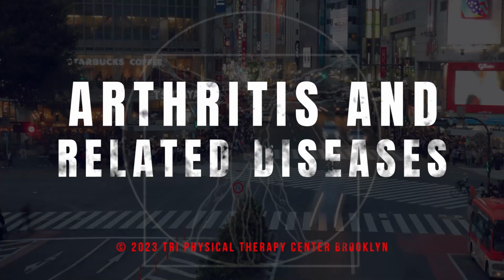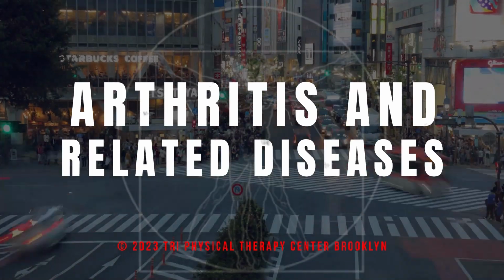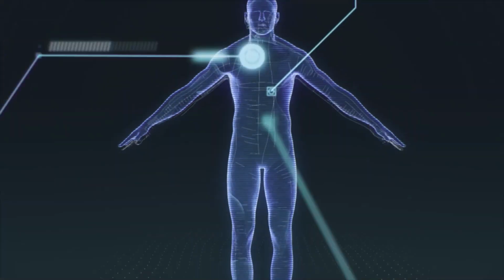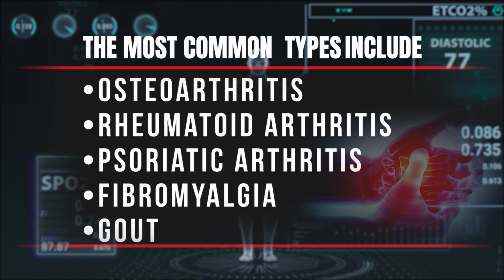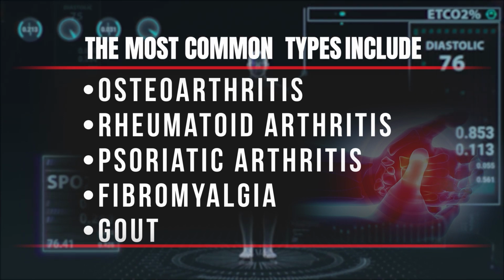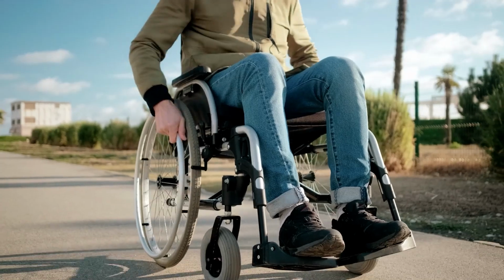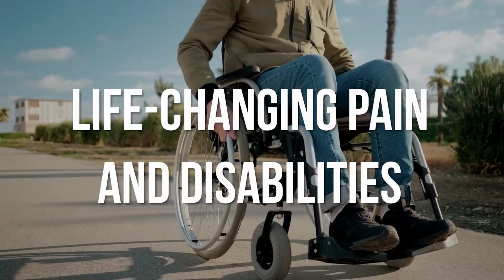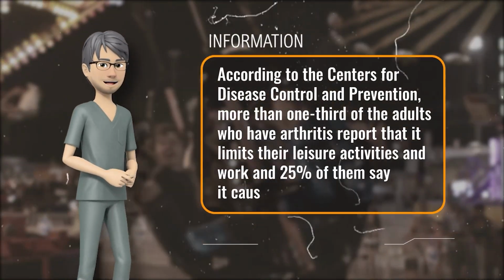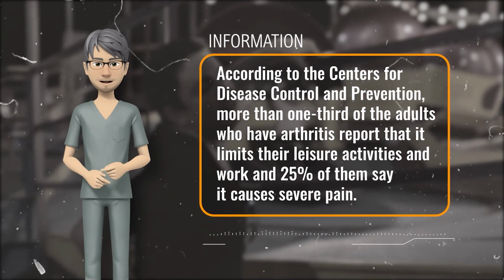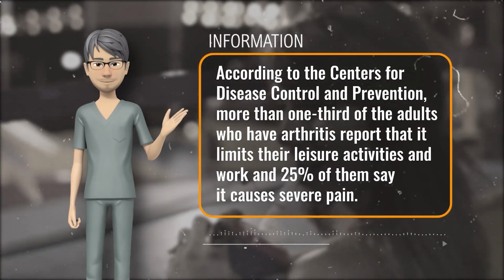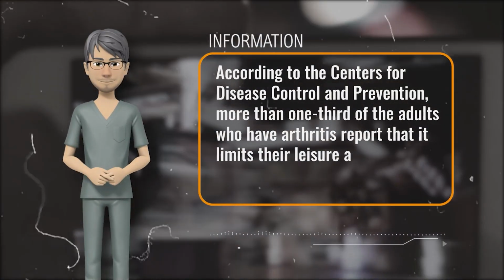There are more than 100 different forms of arthritis and related diseases. The most common types include osteoarthritis, rheumatoid arthritis, psoriatic arthritis, fibromyalgia, and gout. Arthritis and related diseases can cause debilitating, life-changing pain and disabilities. According to the Centers for Disease Control and Prevention, more than one-third of the adults who have arthritis report that it limits their leisure activities and work, and 25% of them say it causes severe pain.